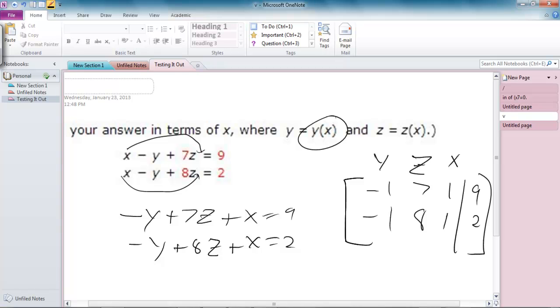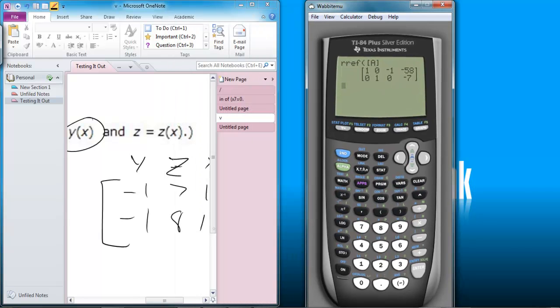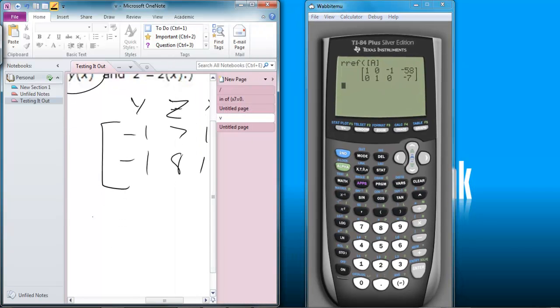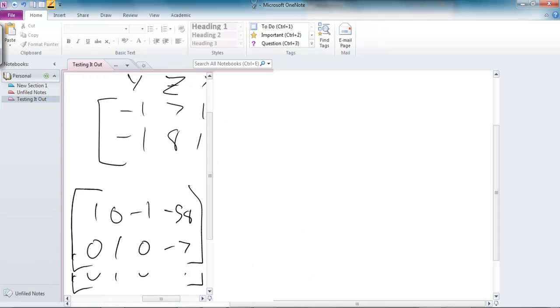Whoops, that didn't quite work out as planned. Let me split screen this. Put this over here. Okay. So let me just write down that matrix really fast. This matrix is 1, 0, negative 1, negative 58, 0, 1, 0, negative 7. All right, so now let me get that out of the way.